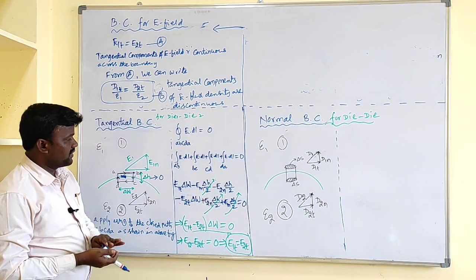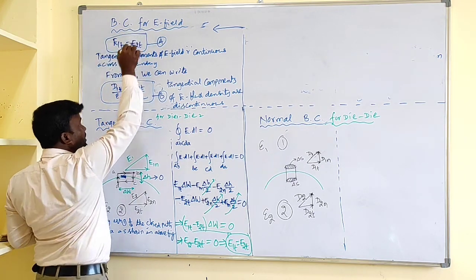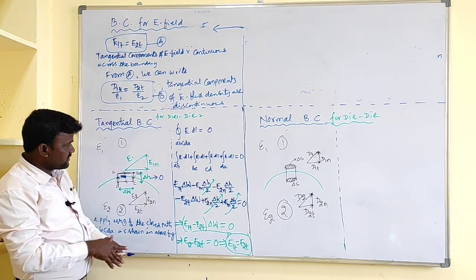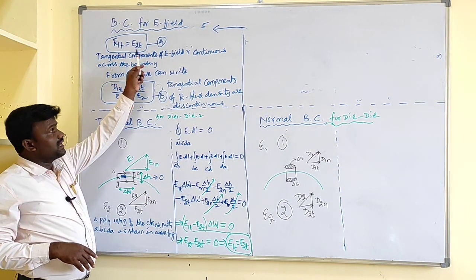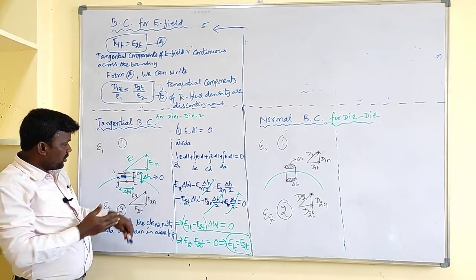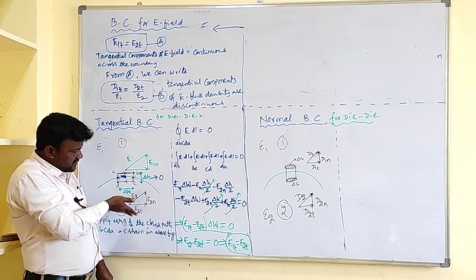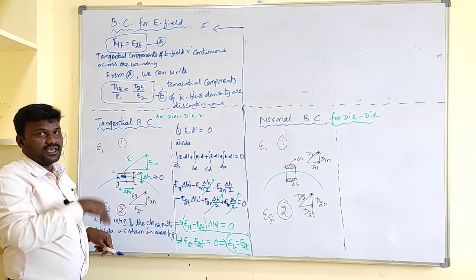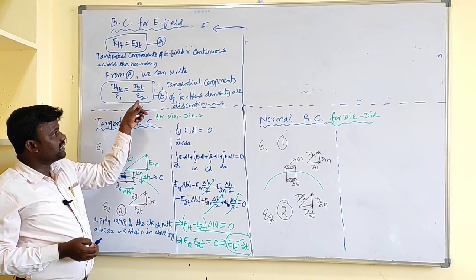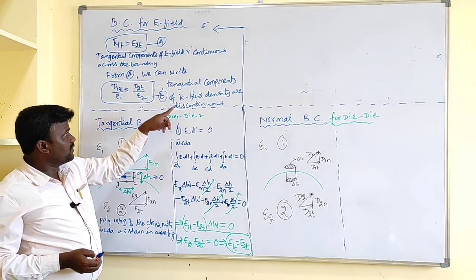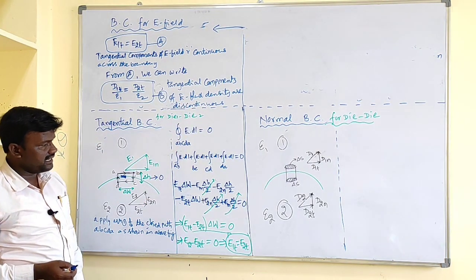From this we can conclude that the tangential components of electric field intensity are continuous across the boundary. That means on either side of the boundary they are equal. On one side it is E1t, on the other side it is E2t, both are equal, so they are continuous across the boundary, whereas D1t is not equal to D2t. So the tangential components of electric flux density are discontinuous across the boundary.